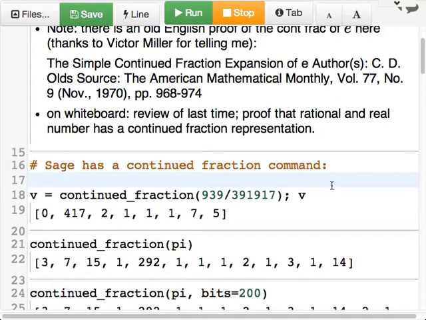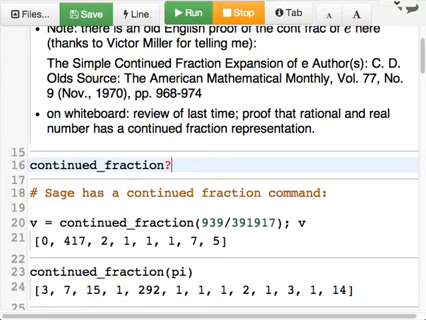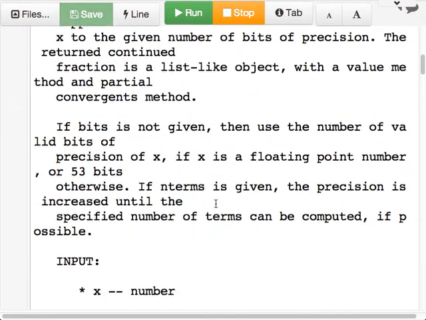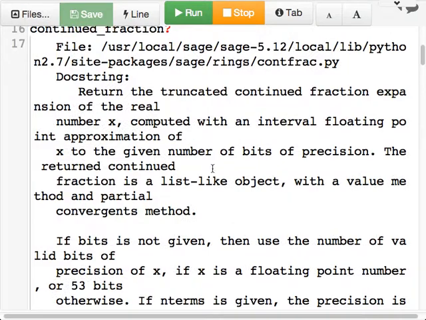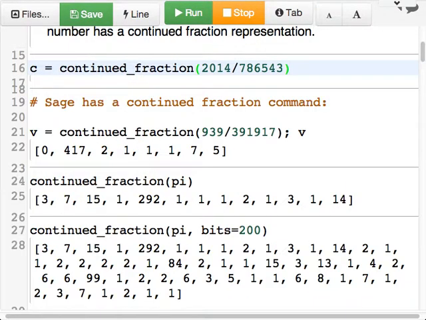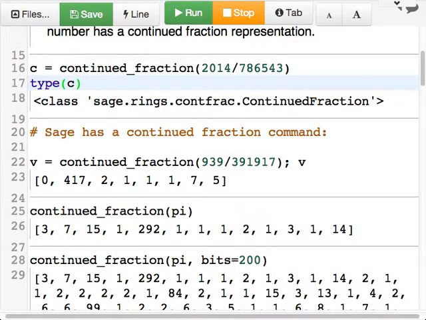There's a command in Sage which takes as input any number, and the command is called continued fraction. So we just type continued fraction, and then question mark. You can see the help about the continued fraction command. I'll tell you all about that, but what you do is you give it a number, like 2014 divided by 786,543. Then you evaluate it, and what it gives you back is a continued fraction.